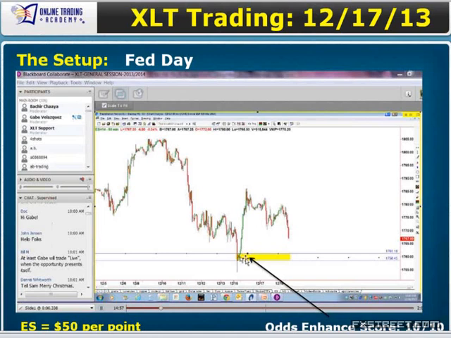Does it meet the odds enhancers? Does it equate to a high score? Yep, looks good. We put the level in. But it all started with identifying this big move here. This big move also tells us what our initial profit zone is, and it tells us it's a pretty high probability trade because price traveled so far away from the level. Okay?